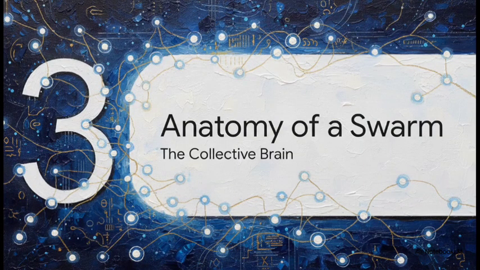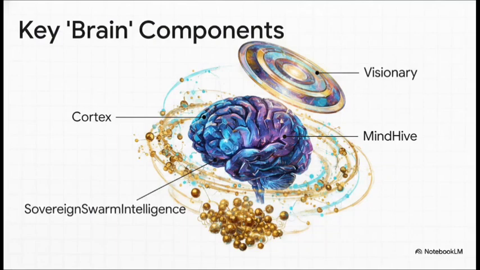Well, the code doesn't see itself as one single program. It's designed as a swarm, a hive of individual nodes that all work together to form a collective intelligence, like a distributed digital brain. And these are the key parts of that brain. Just the names themselves are so revealing, right? You've got a cortex for processing information, a mind hive, and a sovereign swarm intelligence for the collective mind, and even a visionary component, which I guess is for interpreting what it all means.